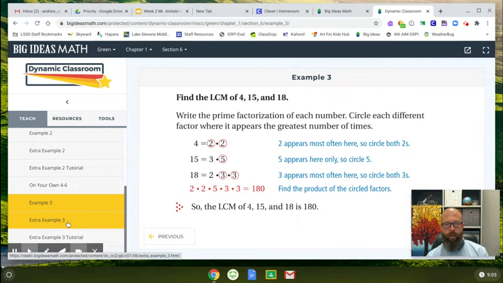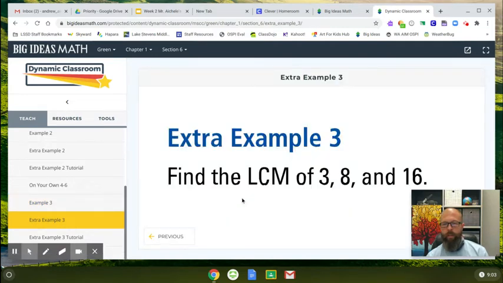Here we go. Extra example 3. Find the least common multiple of 3, 8, and 16. So write these down, make your factor trees, find the prime numbers, and then figure out which ones happen the most, circle them, and then multiply. Then pause your video, and then come back and watch your tutorial and see how you did.